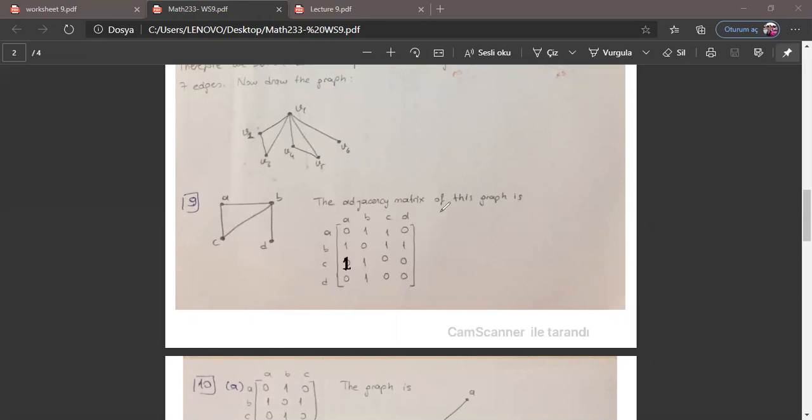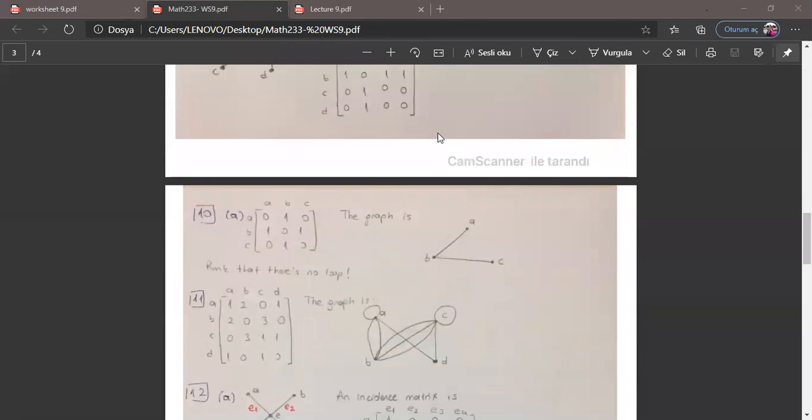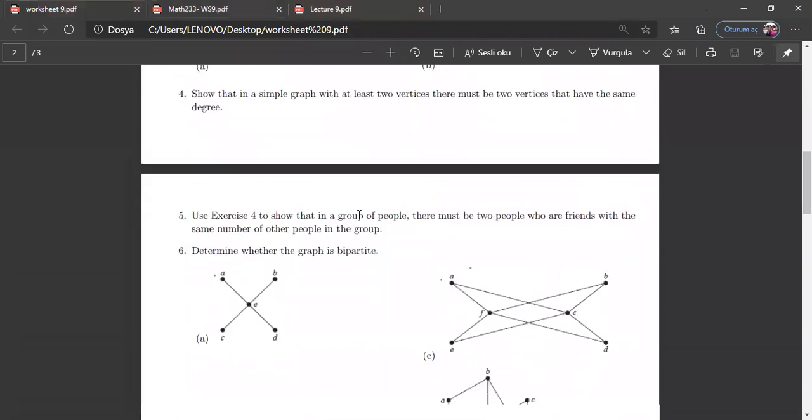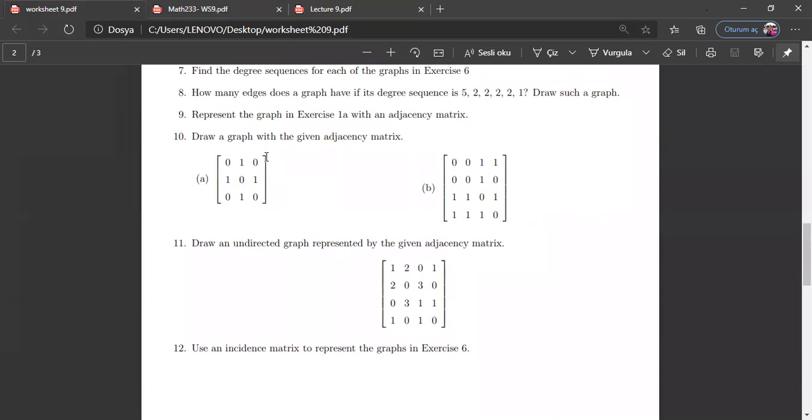Okay, the other ones are homework for you. You see it's clear already. So what about 10? Okay, we are given now the matrix.